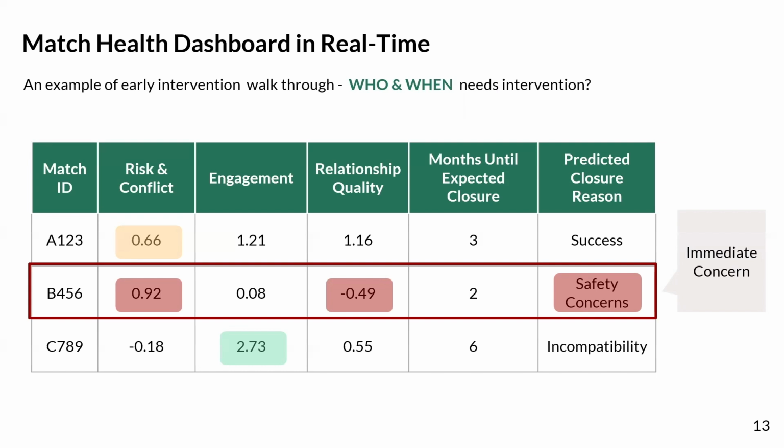Because the dashboard is updated in real time, we are not waiting for the issues to escalate. We are using a predictive indicator to proactively surface risk and respond fast. B456 is clearly an immediate concern and a great example of how this tool can help staff intervene early and more effectively.